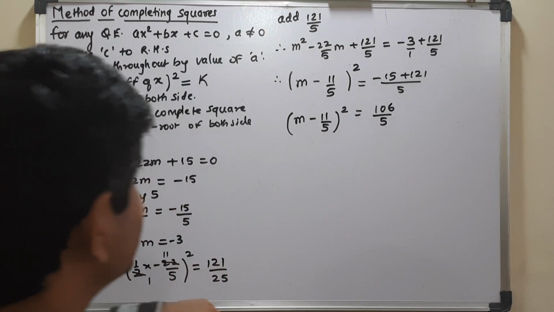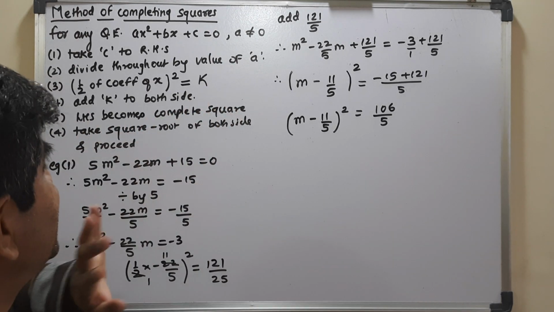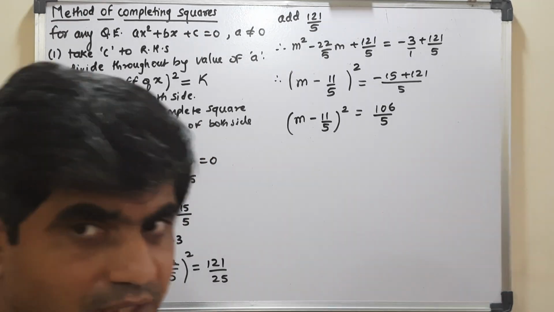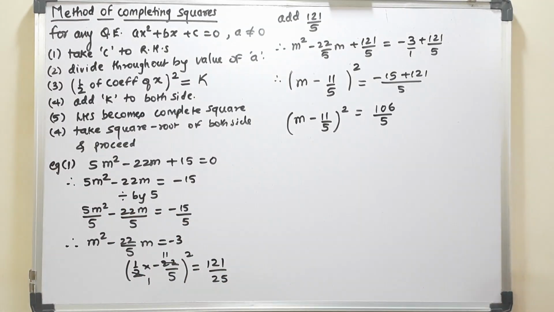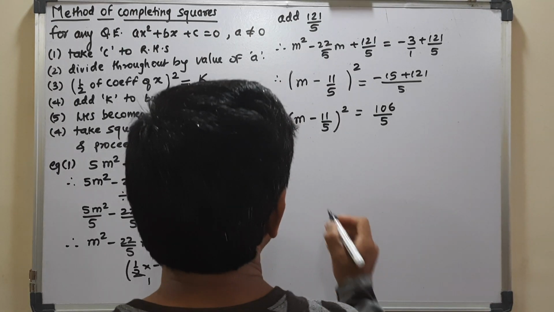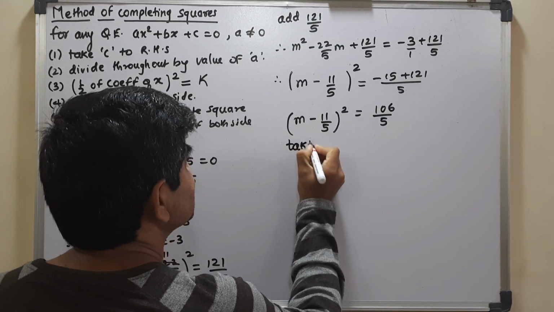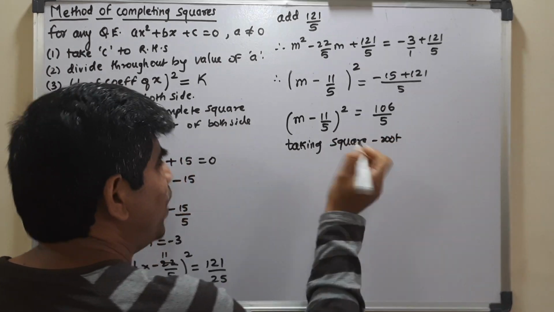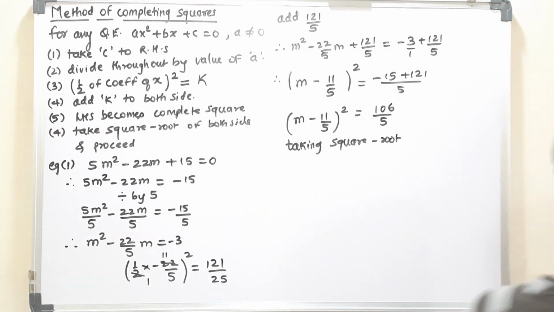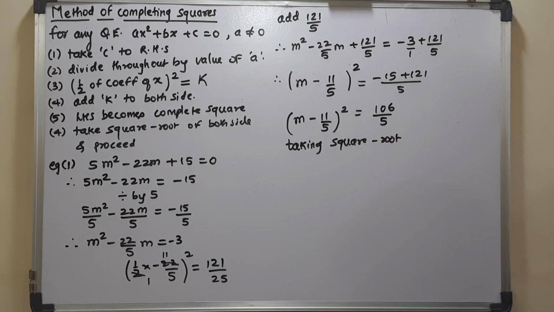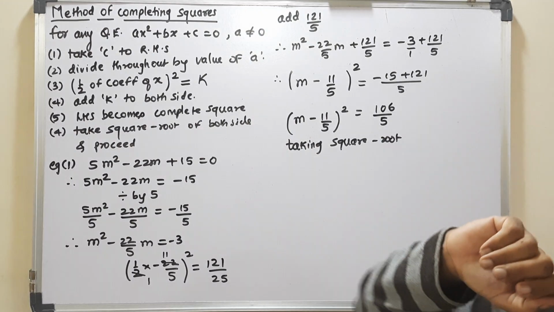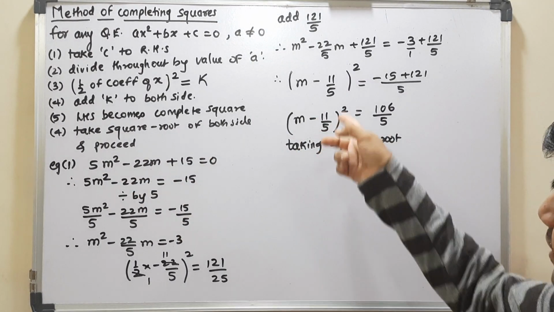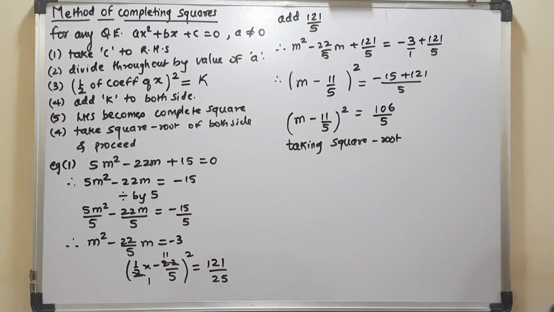Now after this, once the LHS becomes a complete square, take the square root of both sides and proceed. So taking the square root. Why take the square root? Because we have made this a square for the method of completing squares. If this remains, again I will get the same question, because the steps will be reversed.